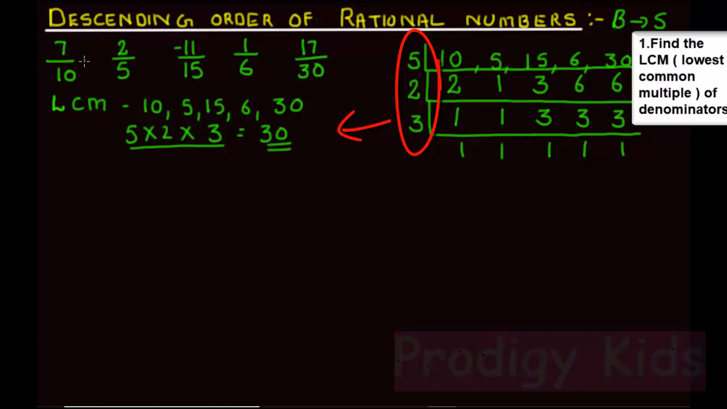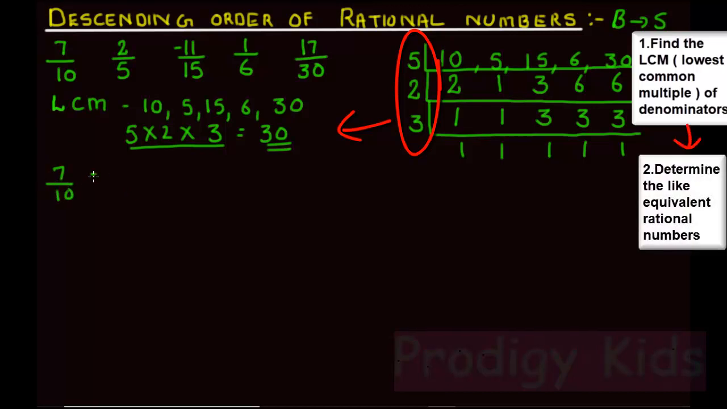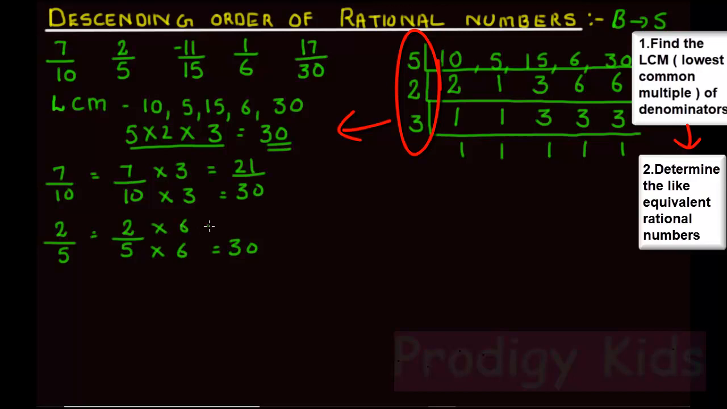Now step 2. Let's take each rational number and turn them into like fractions, or like rational numbers. So you have 7 by 10, the first one. You need to get the denominator as 30. 10 times 3 is 30, so the same factor goes up: 7 3s are 21. So we get 21 by 30. Let's take the next rational number, 2 by 5. You need to get 30. 5 6s are 30, so bring the same thing up: 6 2s are 12. 12 by 30.